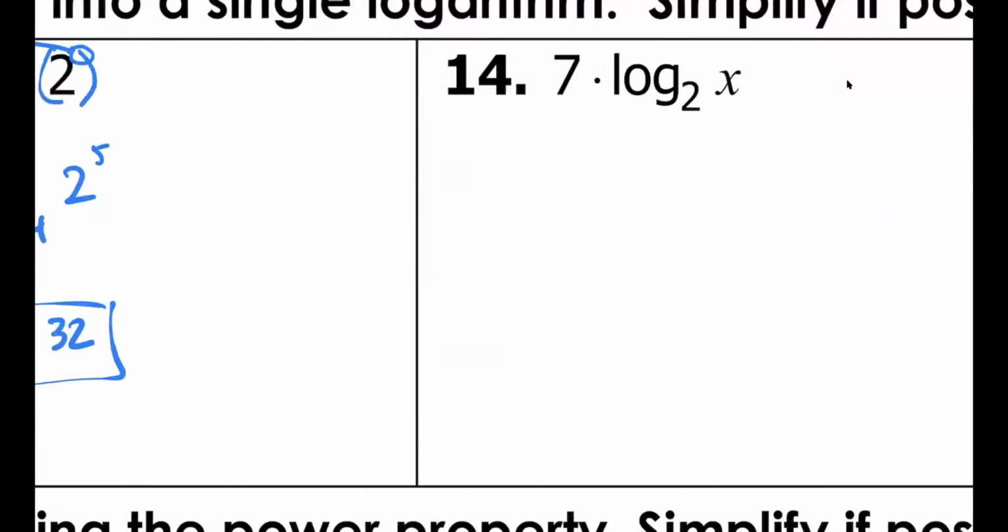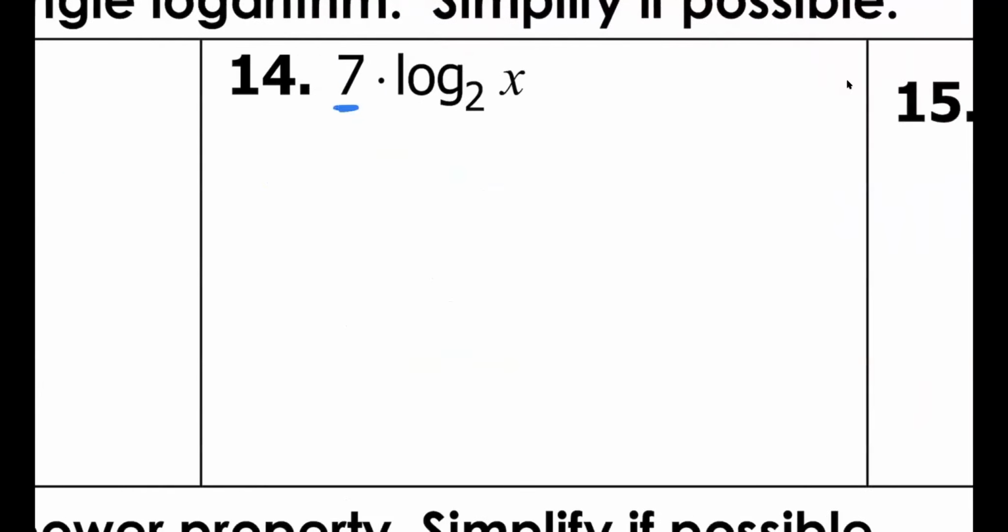Okay. Try number 14. I have a 7 multiplied to a log, so I'm just going to move the 7 to be an exponent of the result. So this becomes log base 2 of x to the 7. I think this is the easiest of the 3 properties.